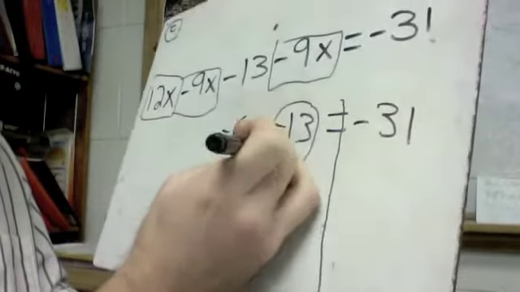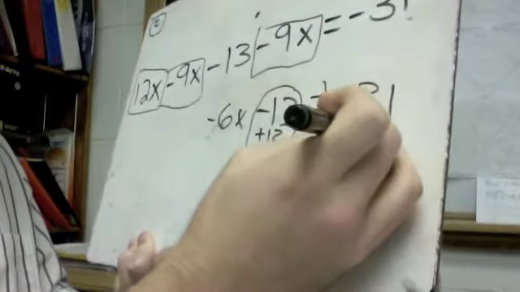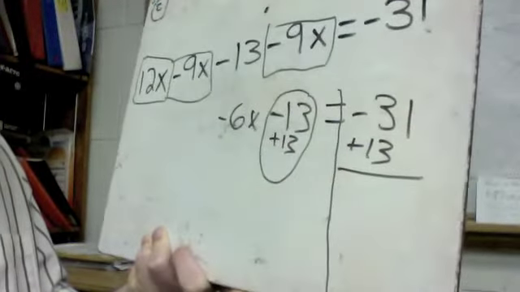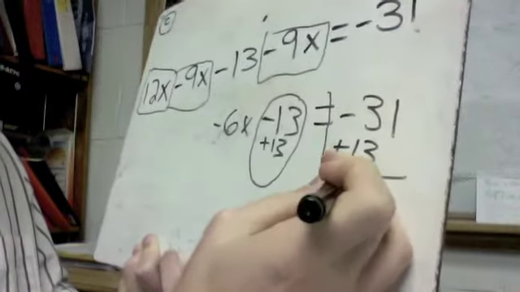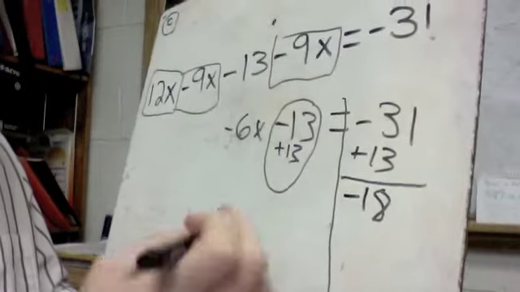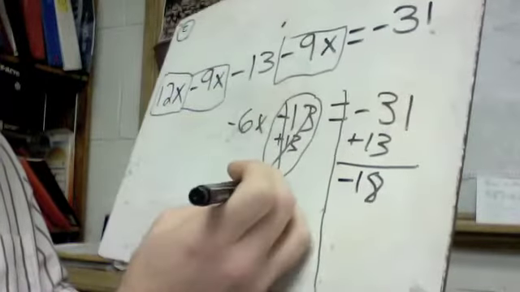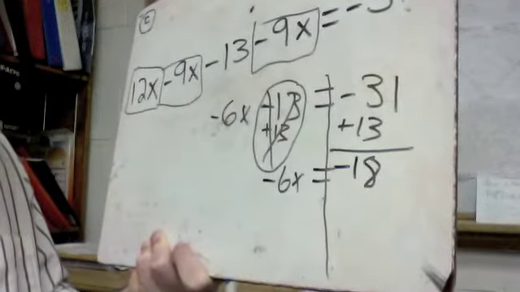So that's going to be a plus 13. So we have to plus 13 on this side too. That's going to be negative 31, negative 21, negative 18 if you put 3 more on there. Okay, so that cancels out. So now we just have that. We've got negative 6x equals negative 18.